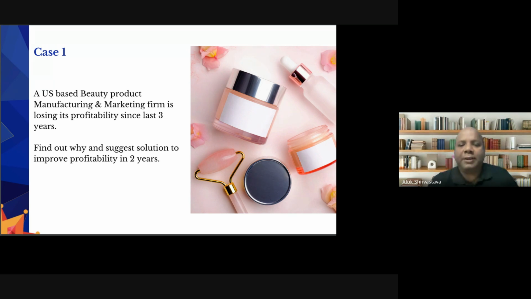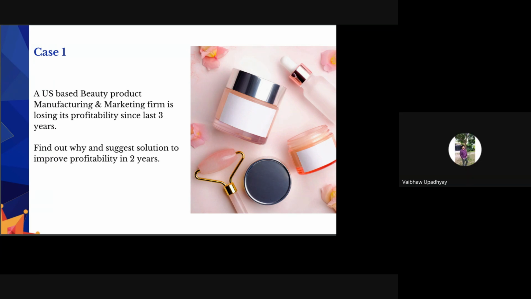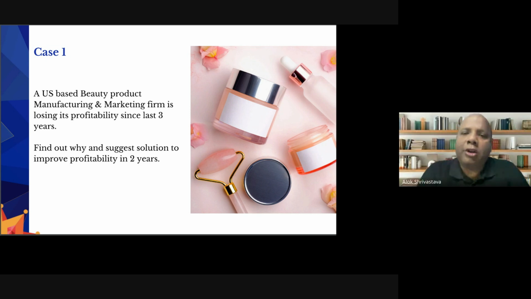Yeah, Vaibhav, go ahead. Sir, I would like to say that first, we have to see on what basis, on what aspect we are losing profitability, on fixed cost or on variable cost. We have to identify what part we have to minimize the cost to increase the profitability. Yes, sir. Yeah, great, great. I think all of your points are valid. Omkar has also written, what market segment is the company operating in. I mean, all your points are good.